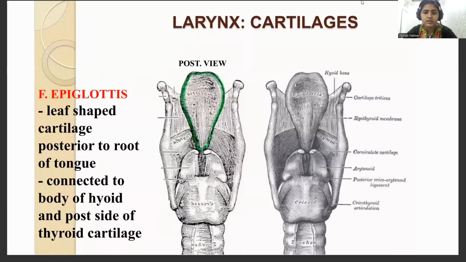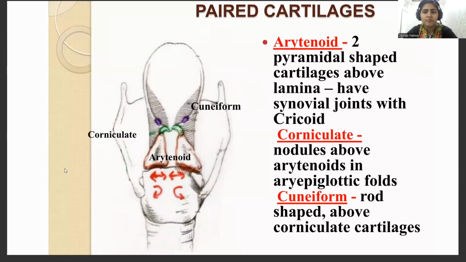Then we will see the epiglottis cartilage. You can see the flap, leaf-like structure. It is a leaf-shaped cartilage posterior to the root of the tongue that connects to the body of the hyoid and the posterior side of the thyroid cartilage. Then we have paired cartilages.